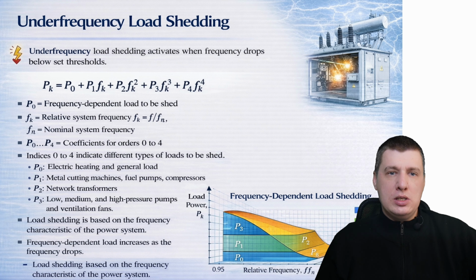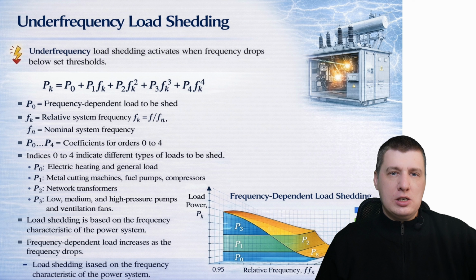A small frequency deviation requires less load shedding. A large deviation requires more load shedding. The required shed load is calculated using statistical frequency characteristics of active power. The load to be disconnected is defined by a formula, where P0 represents frequency-independent loads. P1 and P4 represent loads with different frequency dependence.